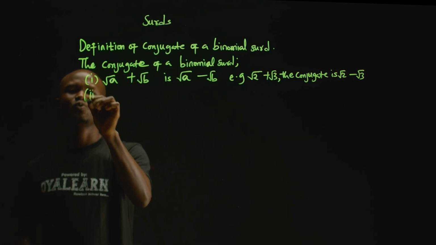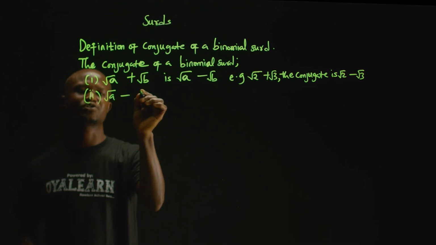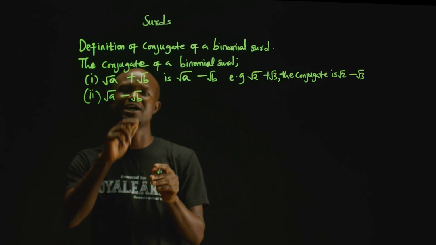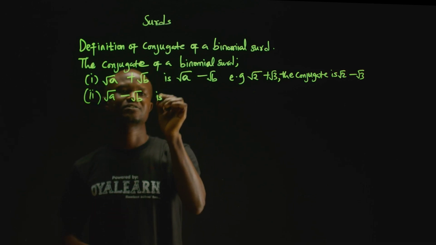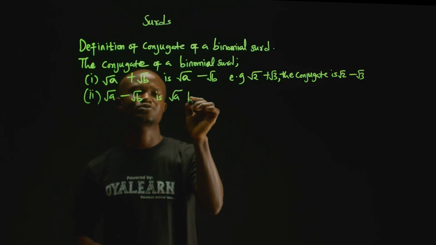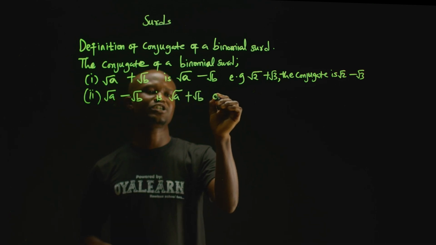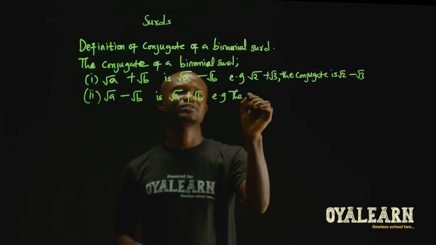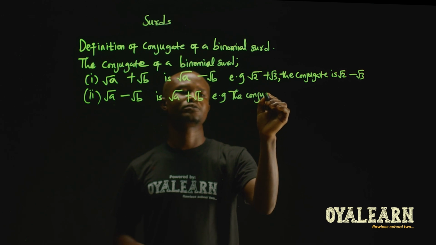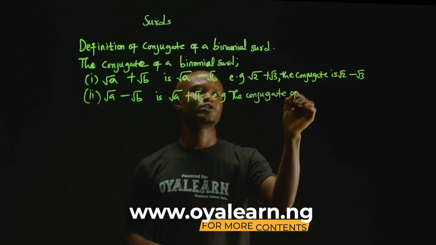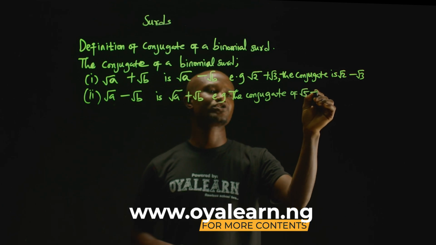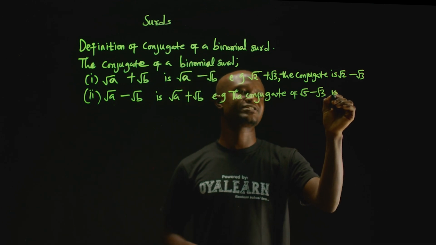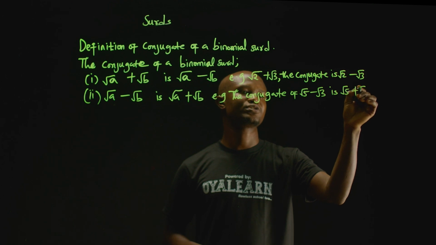2. When we have root A minus root B, then the conjugate of this binomial surd, root A minus root B, is root A plus root B. E.g., we can have the conjugate of root 5 minus root 3. The conjugate of root 5 minus root 3 is root 5 plus root 3.